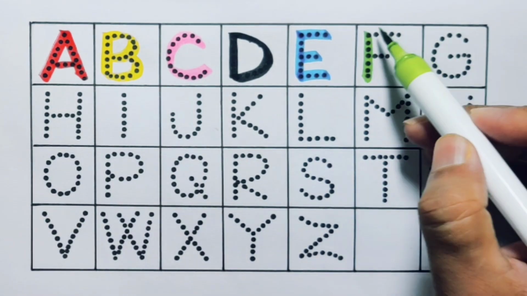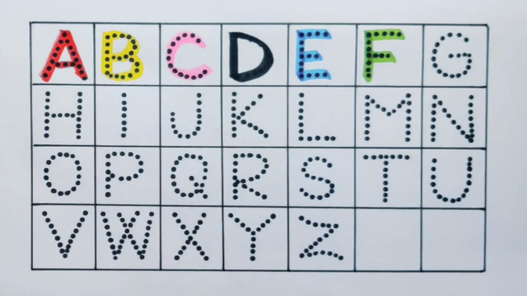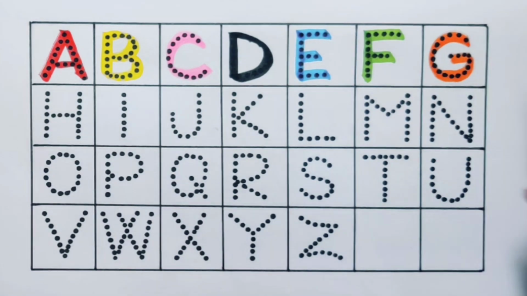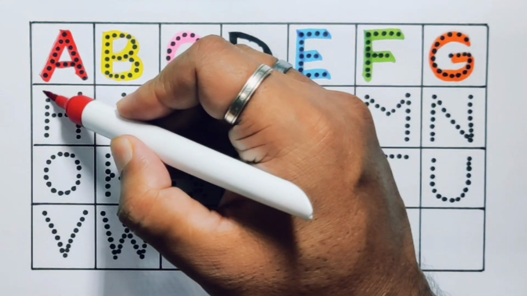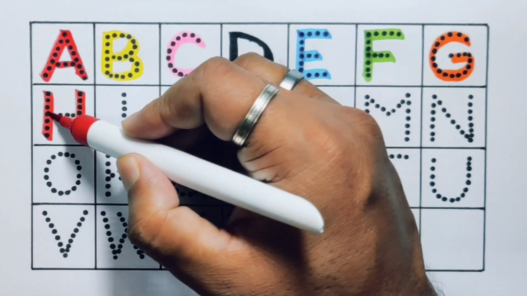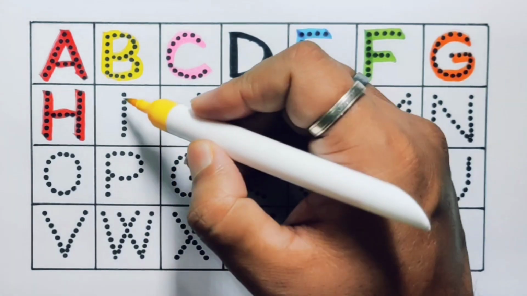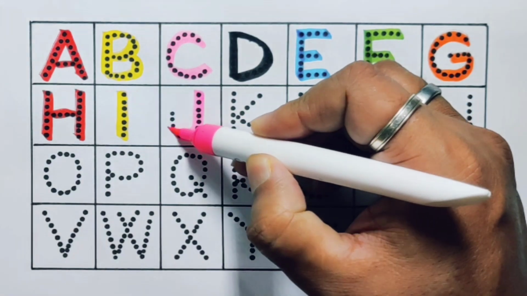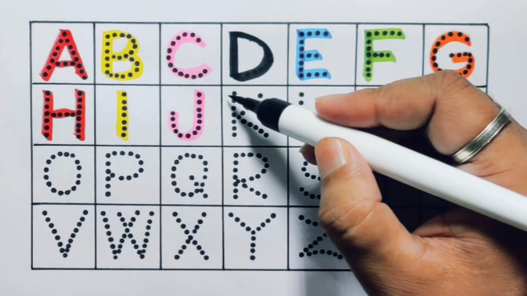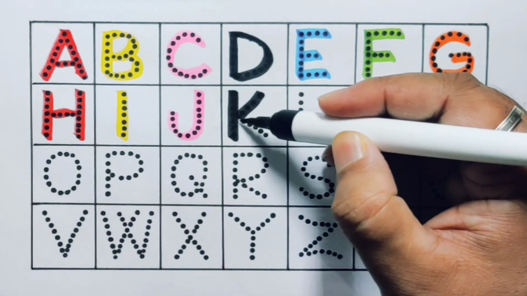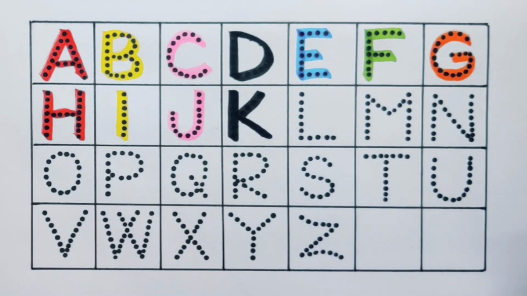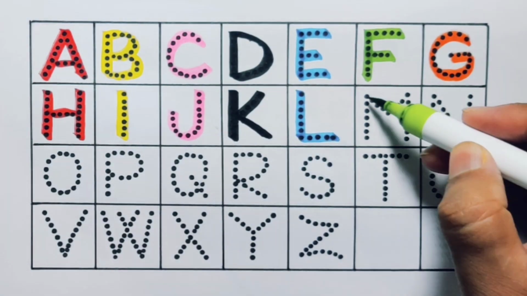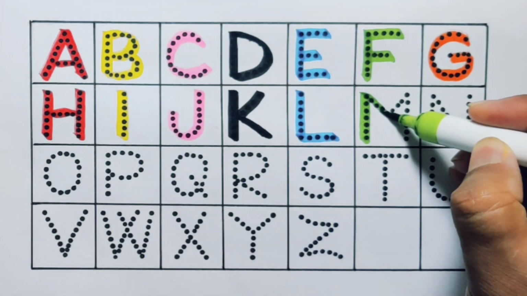F for flower. G for goat. H for hand. I for ice cream. J for jam. K for king. L for light. M for mouse.